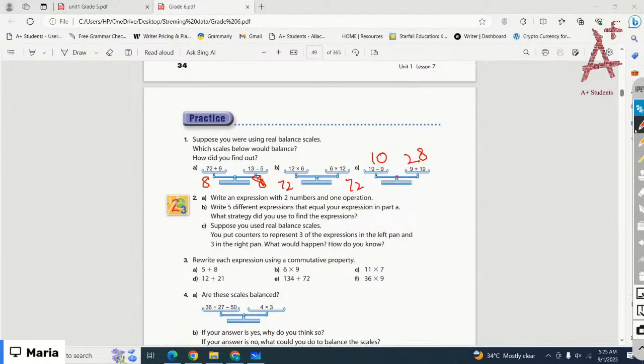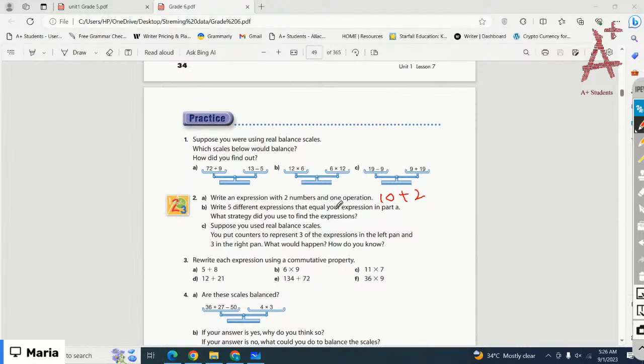Okay, let's just look at question number 2. Write an expression with two numbers and one operation. Okay, 10 plus 2. Two numbers and one operation, right?